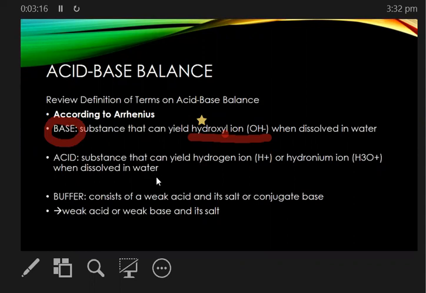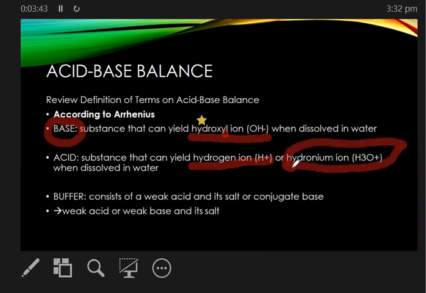Another important term, we have acid: a substance that can yield hydrogen ions or hydronium ions when dissolved in water. Of course, we are very much familiar with our hydrogen ions being liberated when an acid is dissolved in water. However, please also do not forget your hydronium ion, or H3O+. This one may also be formed when an acid is dissolved in water.